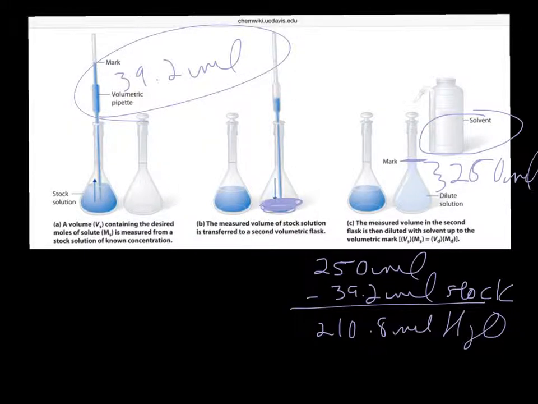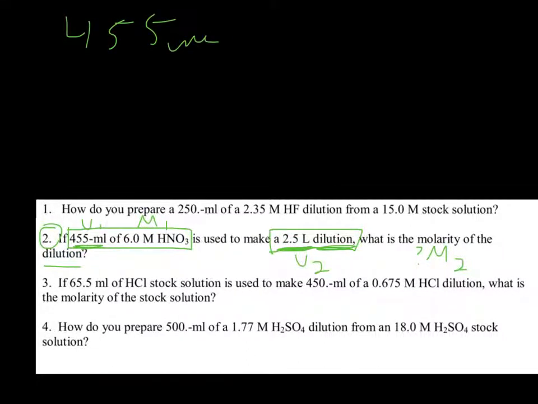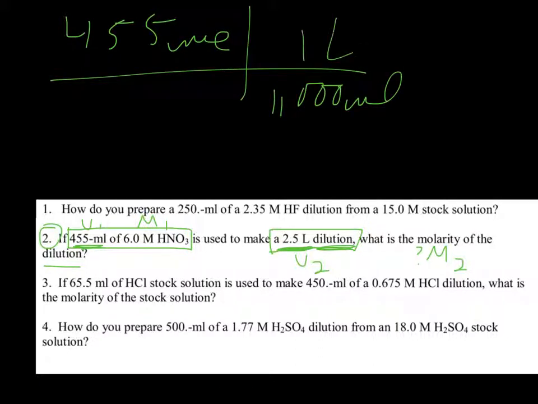Okay, let's do another one. Let's do number 2 next. If 455 milliliters of a 6 molar nitric acid, that goes together, is used to make a 2.5 liter dilution, so my dilution, that's always my second set. This is liters, that's volume, so I know that's volume 2. What is the molarity of the dilution? So what is M2? That means this is V1 and this is M1, but I see a problem. V1 is in milliliters, but V2 is in liters. So I'm going to have to convert one of those to make sure that they're both in the same unit. I'm just going to convert 455 milliliters. I know it's 1,000 milliliters for every 1 liter, so that gives me 0.455 liters.